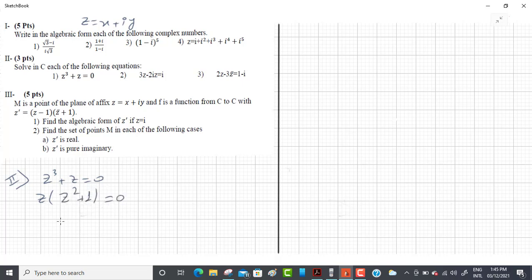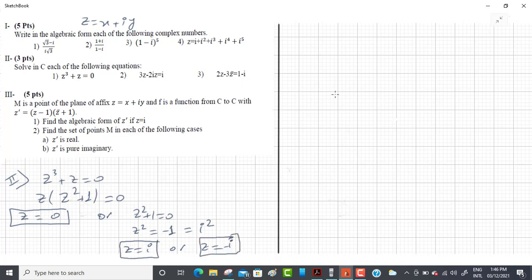A product of factors equal to 0 if and only if at least one of them equals 0. So z equal 0 or z square plus 1 equal to 0. That gives us z square equal minus 1, which is i square. So z equal i or z equal minus i. So we have three solutions: z equal 0, z equal i, or z equal minus i.